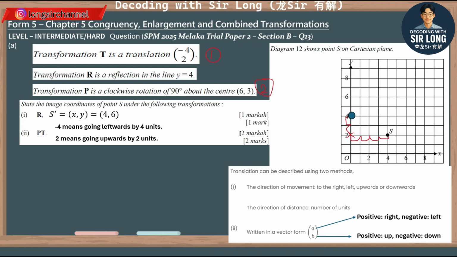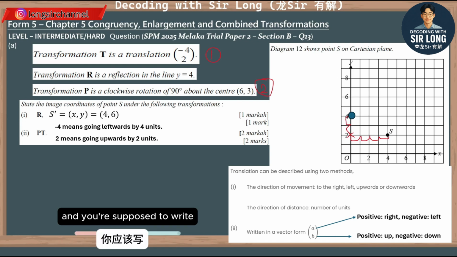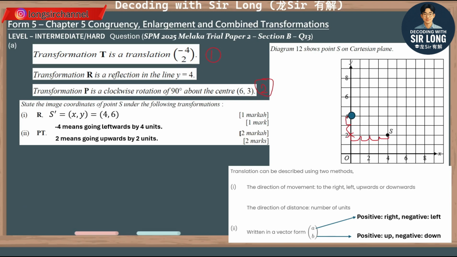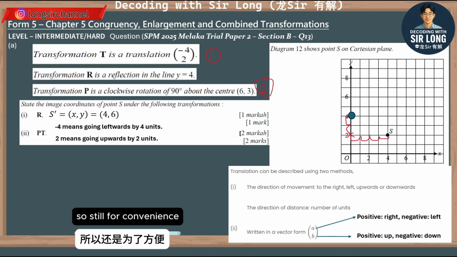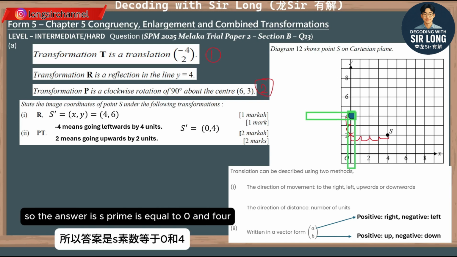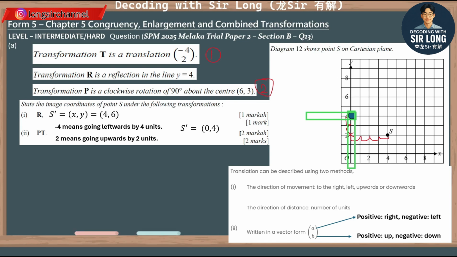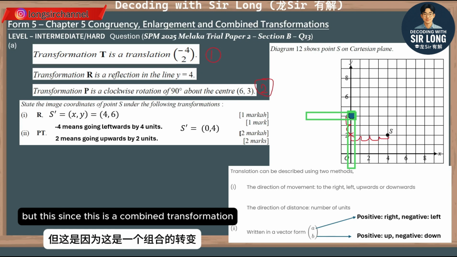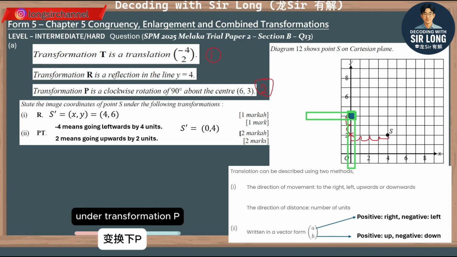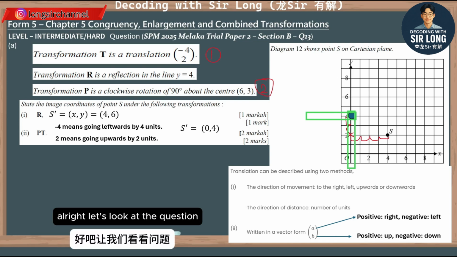Then, since this is a 2 marks question, and you're supposed to write the coordinates after the first transformation, still, for convenience, I made this highlight for all of you to read the coordinates. So the answer is S prime is equal to (0, 4). Okay, no issue, right, all of you? But since this is a combined transformation, you must know how to move this first image of S under transformation P. Alright, let's look at the question.